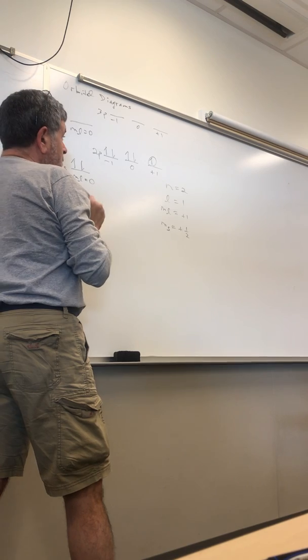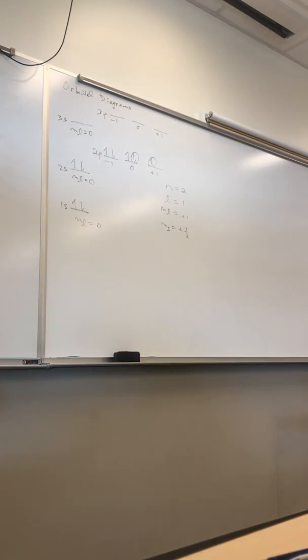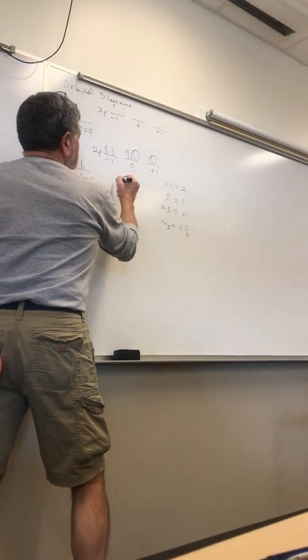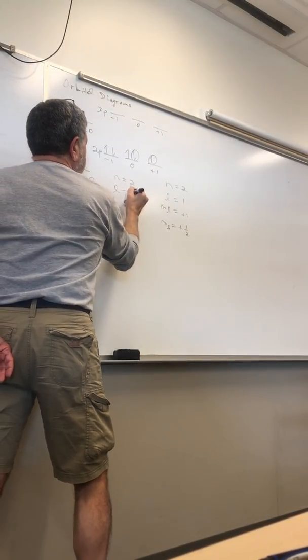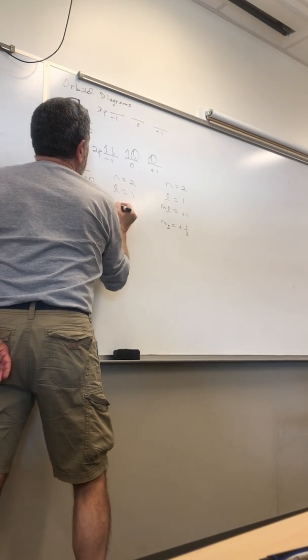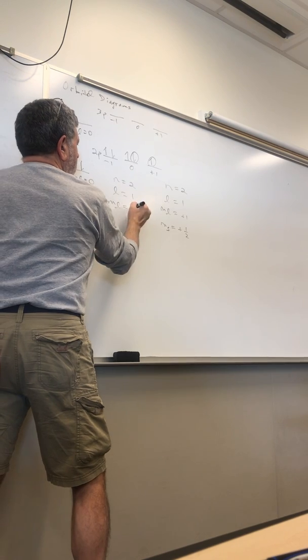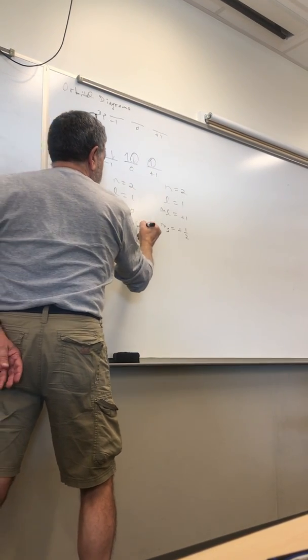So this is the last electron I add for fluorine. What are the 4 numbers for that one? n equals 2, l equals 1, m sub l equals 0, and m sub s equals negative 1/2.